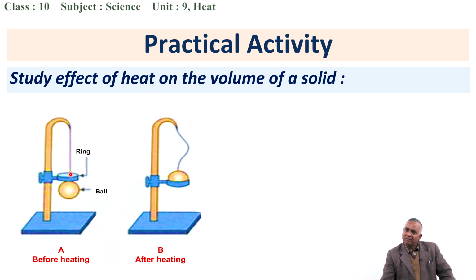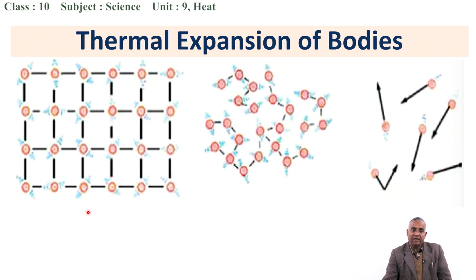It can pass easily when it is not heated. But when it is heated, then what happens? It does not pass through it. So, same thing, same concept is given by this apparatus also. What happens in them? You can see by this diagram.